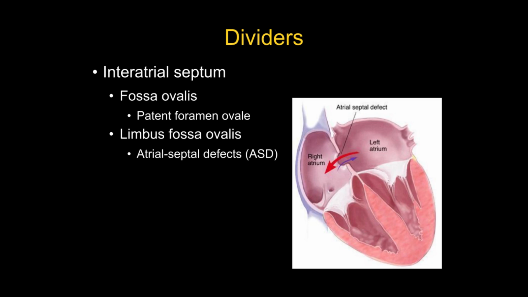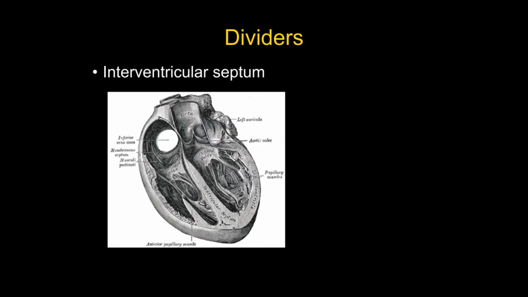So these are only important if the pressure on the right side of the heart is greater than the left side of the heart, meaning the venous blood would mix with the oxygenated blood on the left side of the heart. Equally important is the septum between the right and the left ventricle. Also, for the same reasons, you do not want mixing of the venous deoxygenated blood with the oxygenated blood coming from the lungs.